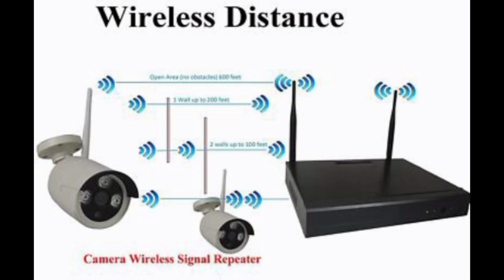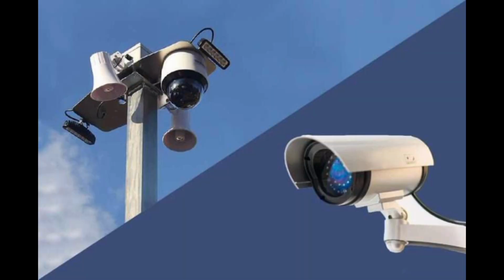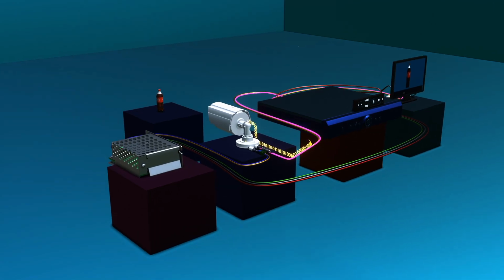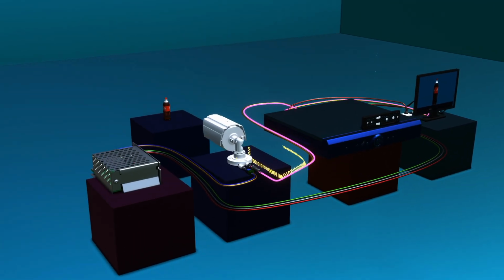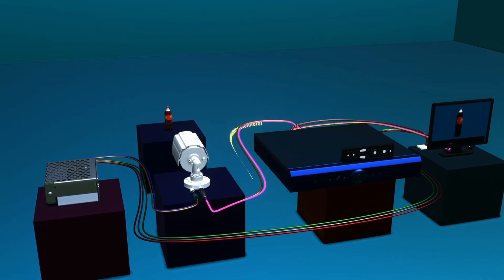Wireless CCTV cameras transmit footage over Wi-Fi, reducing the need for long cable runs and making installation easier in certain environments. There are also standalone cameras with built-in SD card storage that do not require a central recorder, as they can store footage internally. Here, we will focus mainly on analog systems to clearly understand the fundamentals.